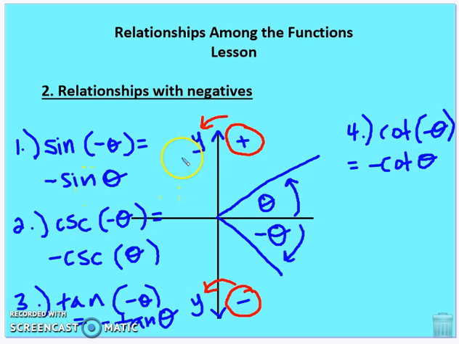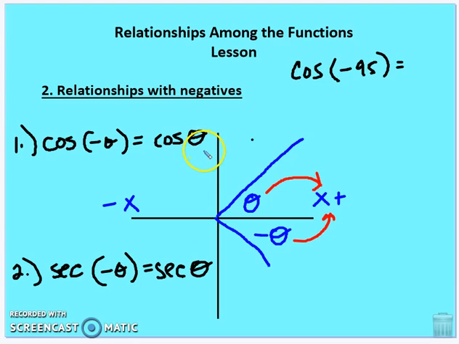So anything with a y value in it, or anything that has a relationship to sine, is now going to be changed from a trig function of a negative theta to negative sine, negative cosecant, negative tangent, or negative cotangent theta. If I'm referring to x, or anything with cosine but without the sine, so cosine and secant, cosine of negative theta is just going to be cosine of theta.